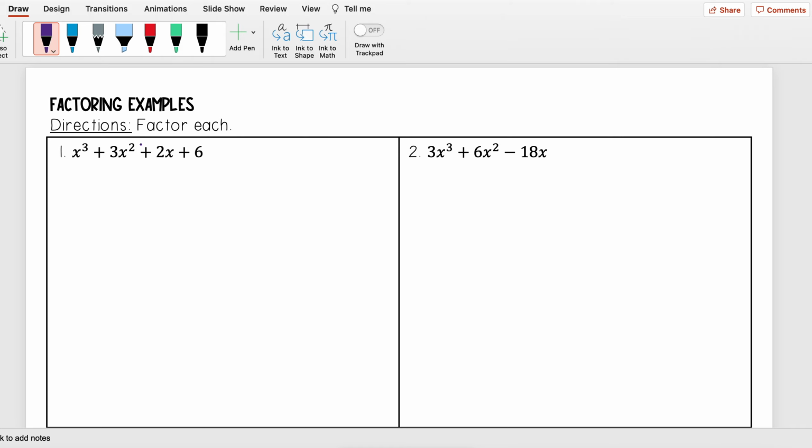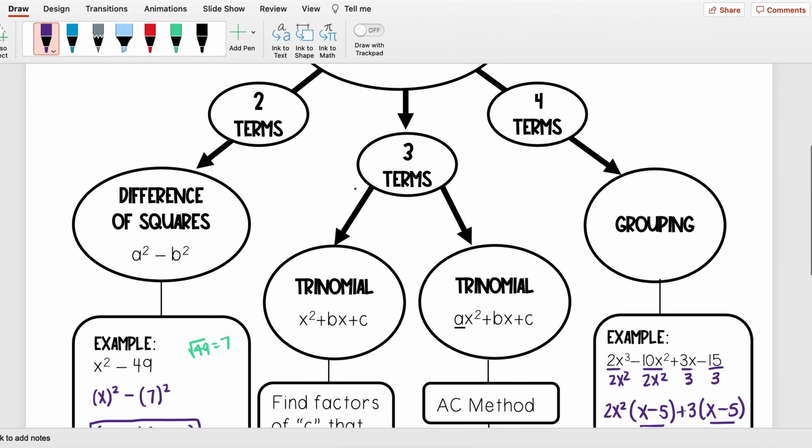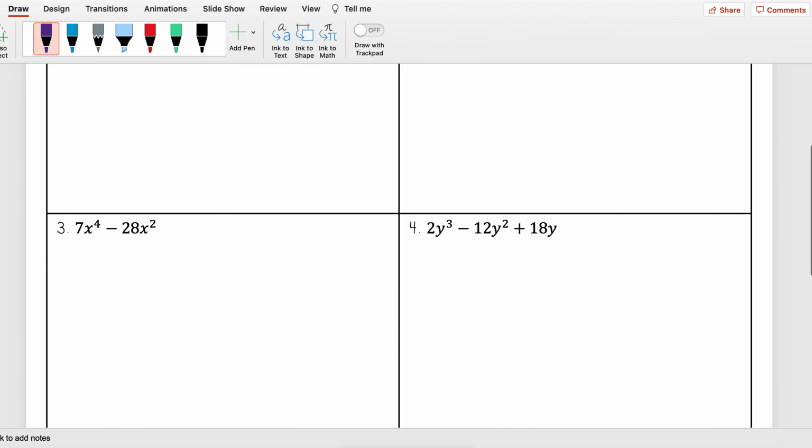My first step is always to look for a GCF. And so I'm looking to see, is there any GCF here? Well, they all don't share an x because 6 doesn't have one. And then, since my first term doesn't have a number with it, they don't share a number. So this one doesn't have a GCF. So now I'm looking to see how many terms I have. Well, I see I have 1, 2, 3, 4. So by my chart over here, 4 terms, that means I'm going to factor by grouping.